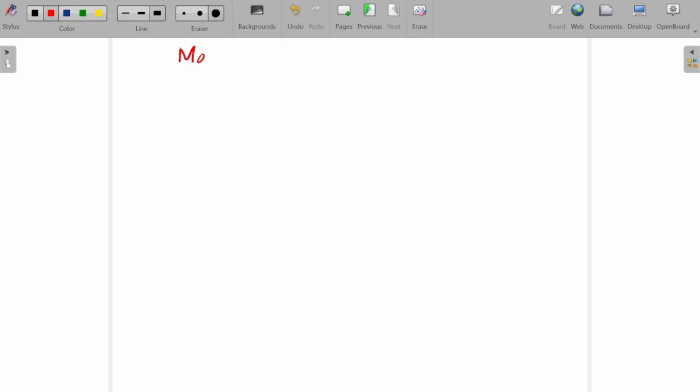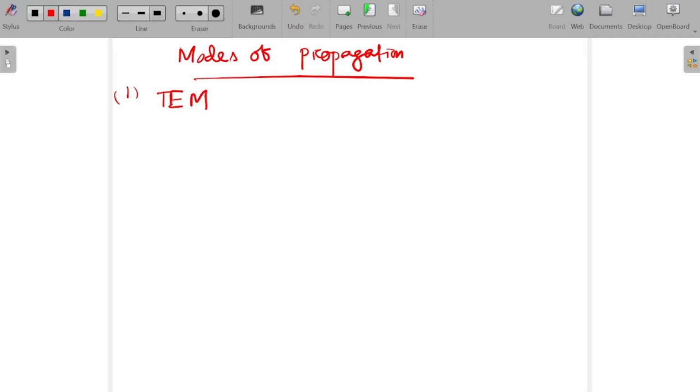Okay. Another important thing is the modes of propagation. What are the different modes of electromagnetic wave propagation? So, the first one is the transverse electric and magnetic mode, the TEM mode.